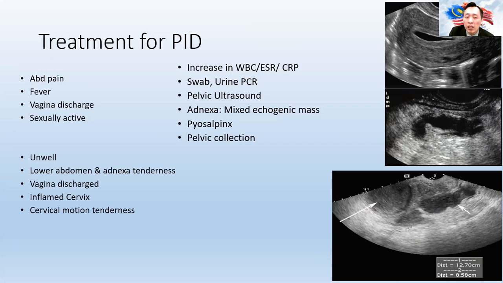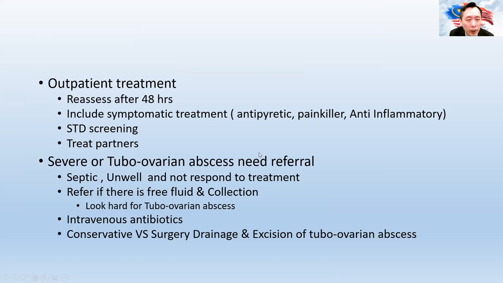This is the fluid inside the endometrial cavity. In the second image here, the fallopian tube becomes a hydrosalpinx, where there's a fluid collection. And the lower image shows a tubo-ovarian abscess. So you can treat them as outpatient. Reassess them after 48 hours, include symptomatic treatment, antipyretic, painkiller, anti-inflammatory, screen for STD, treat their partner also. For severe cases and tubo-ovarian abscess, they need a referral.